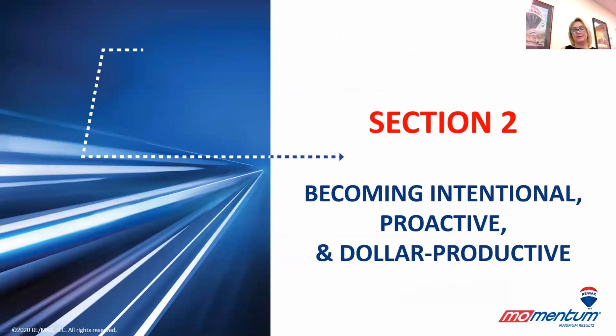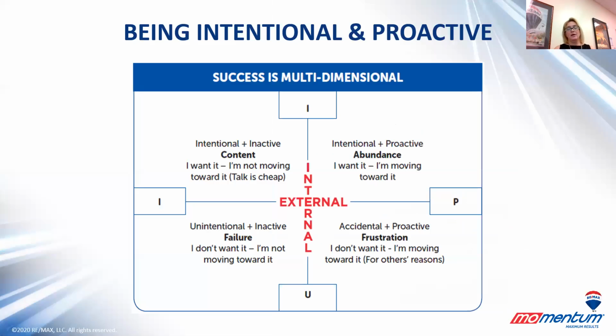Let's go on to section 2 and talk about becoming intentional and proactive and dollar productive. In the beginning, when I shared that graph with you, it had the arrow going up and down between the two. Keep in mind, and you've probably seen this graph before if you've taken the Real Estate Perspective course of Momentum, success is multidimensional. It's got internal and external components that cross together. You want to be in that upper right-hand corner. You want to be intentional and proactive. That's going to bring about the abundance in this business, and it's going to satisfy the abundance in your life. You want it, and you're moving towards it.